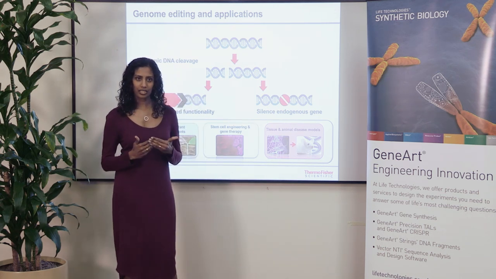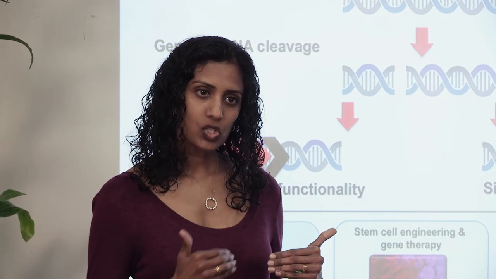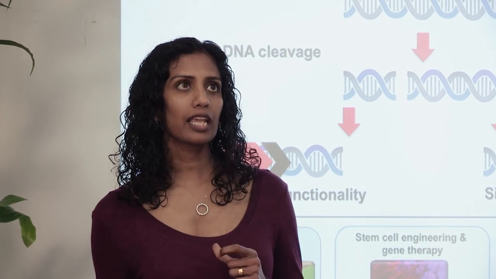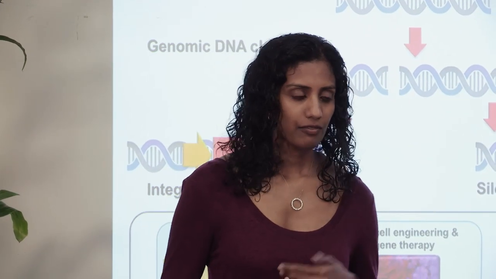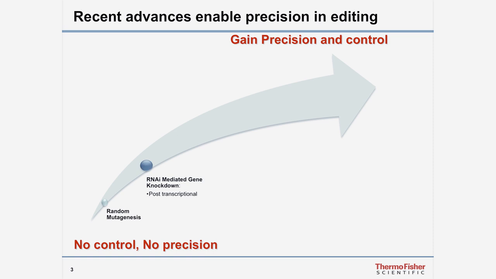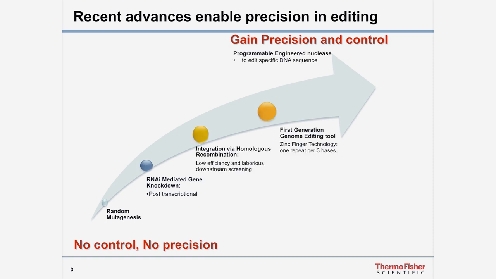So how can one reach these applications? What are the first steps? The first thing is that one needs to precisely design an engineered nuclease that can go to a user-defined locus and make a targeted cleavage, following which one can leverage the cell's repair mechanism to make small changes like silent mutations or point mutations to knock down a gene, or bring in an exogenous piece of DNA with different functionalities of interest. In the next slides, you will see how these things were traditionally done, and how we went from no control and no precision to where we are now, where different technologies give us precision and control for genome editing.